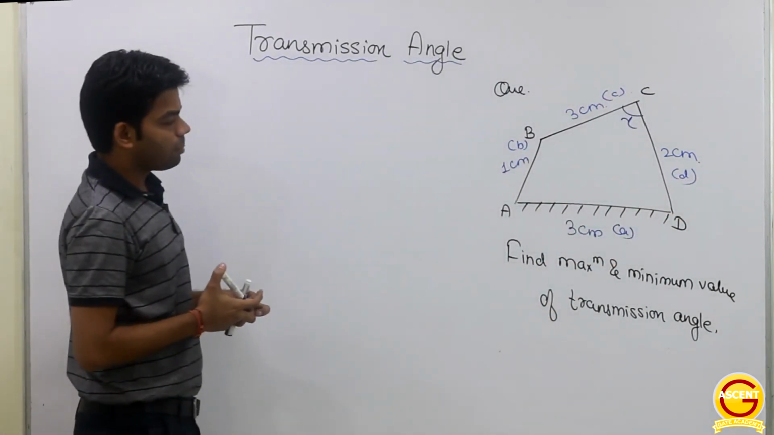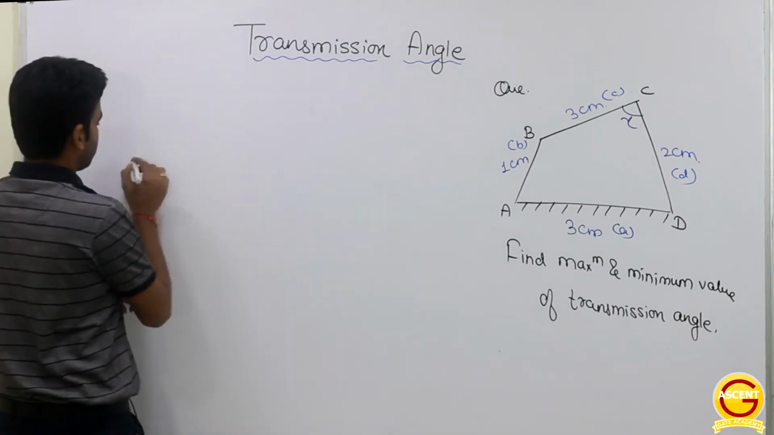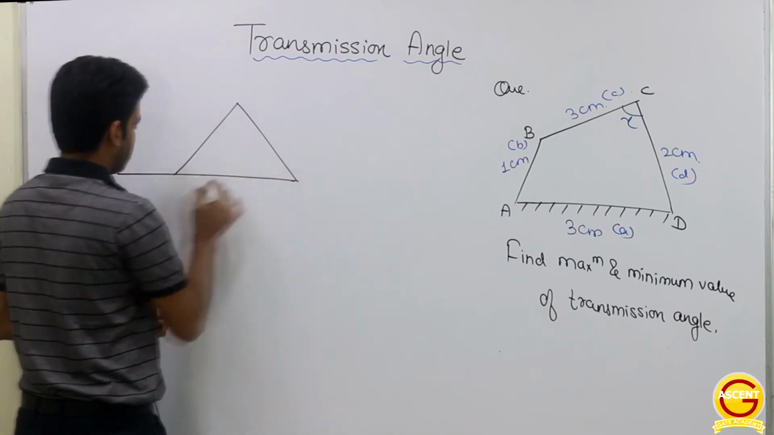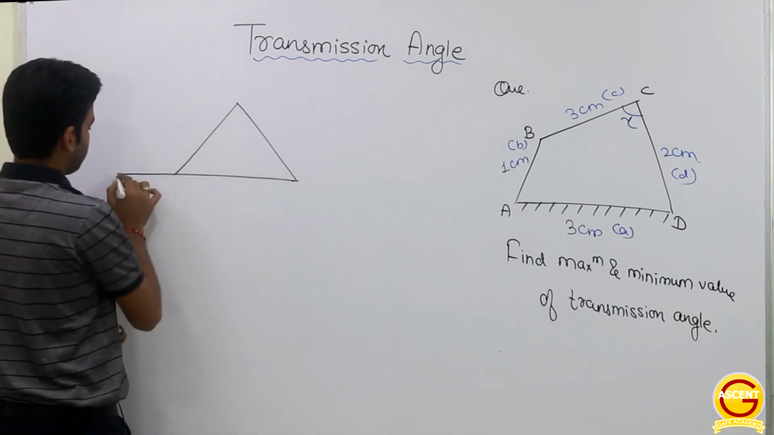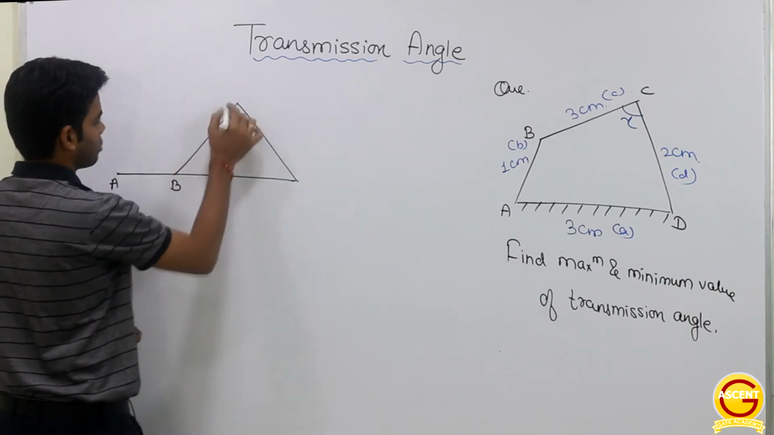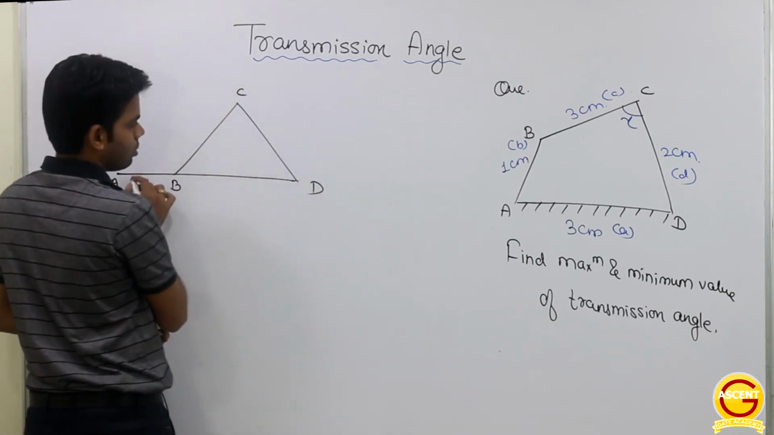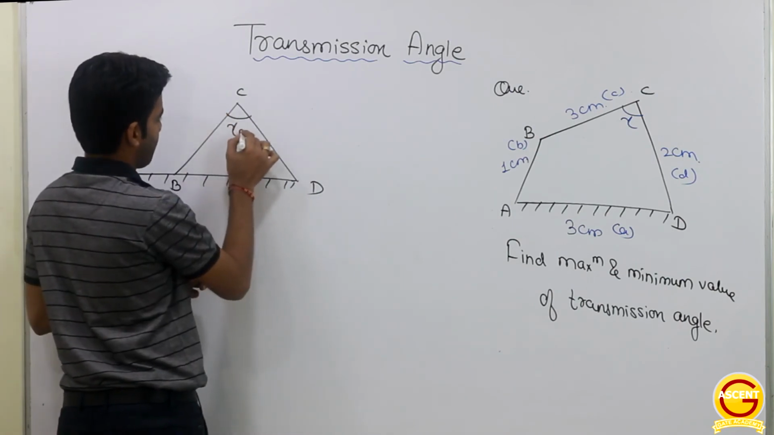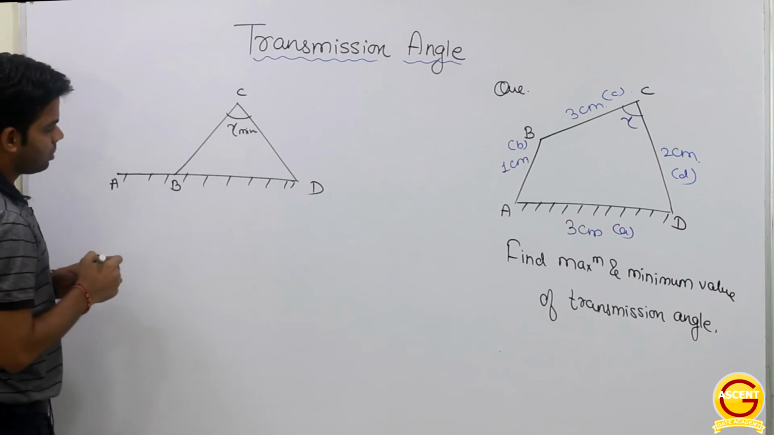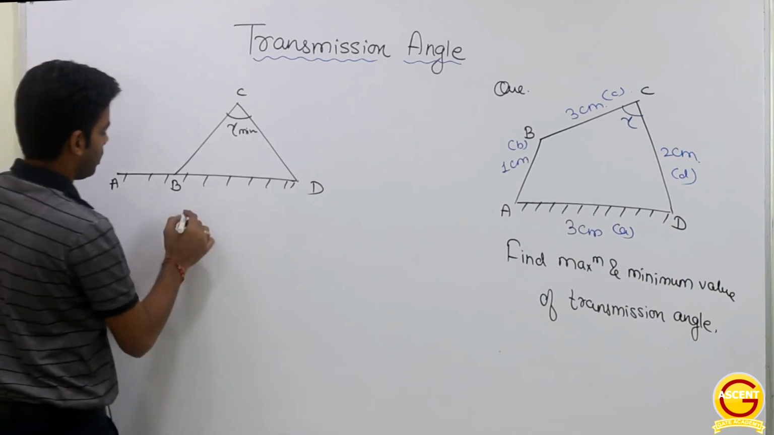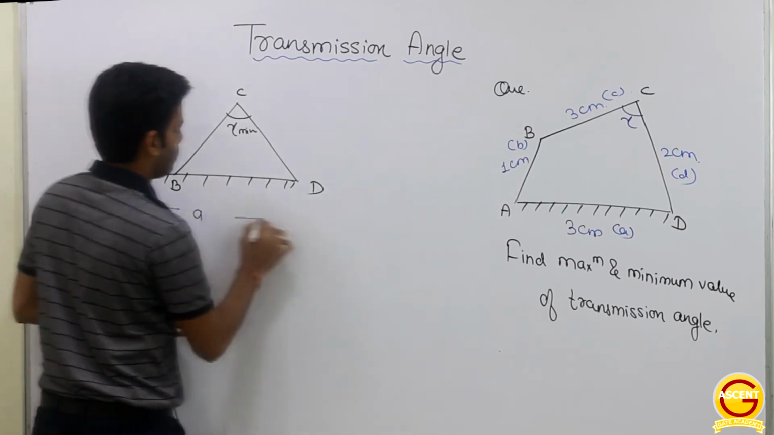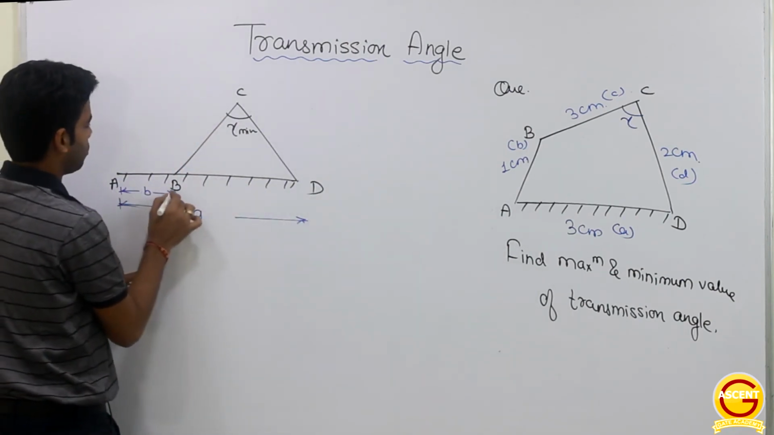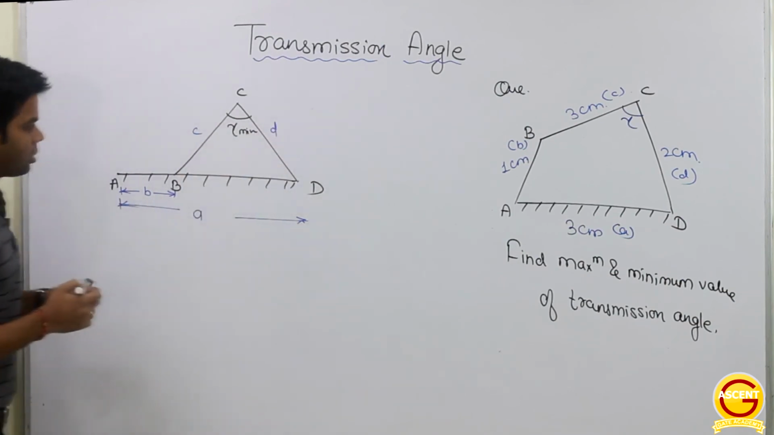Getting this? So for maximum and minimum value of transmission angle, let us first draw the configuration: what configuration we will get for the maximum value of transmission angle and what configuration for the minimum value. So this is A, B, C and D. This is gamma minimum. This is the configuration for minimum value of transmission angle. This whole length is A, this whole length is A. And this length AB is B. This is C and this is D. This is for gamma minimum.